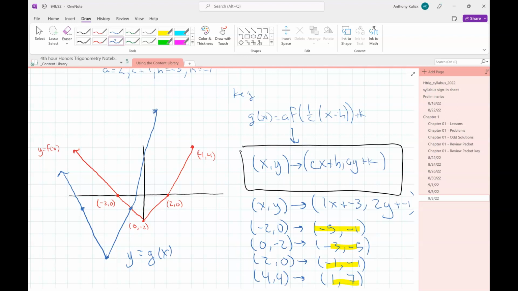Pretty easy, right, when you think about it that way? The key is having that function map. So again, cx plus h, ay plus k. That's our tool for transforming the coordinates of f of x into the coordinates for g of x. Neat. I'll take it. Yes, of course.